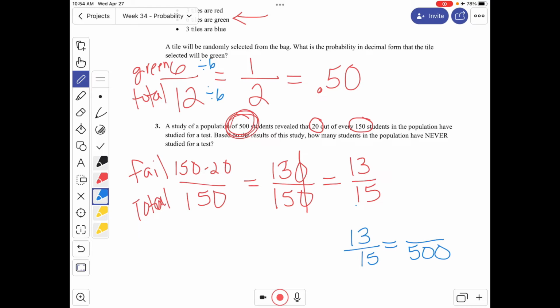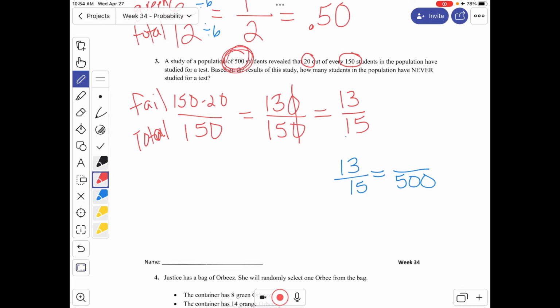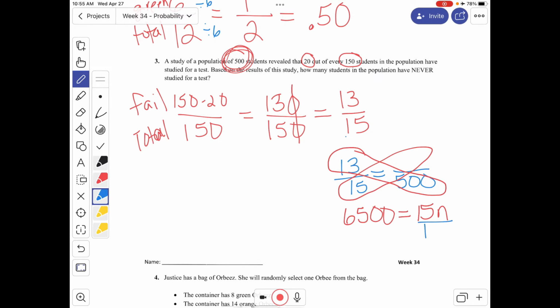Now, if you know 15 times what gets me 500, that would be awesome, but I don't think I know that. So I'm going to cross multiply 13 times 500. And it's really just 13 times 5, which is 65 with 2 more zeros behind it. And the other way is going to be 15 times n. And then to solve for the n, we have to divide by 15. So cross multiply, then divide.